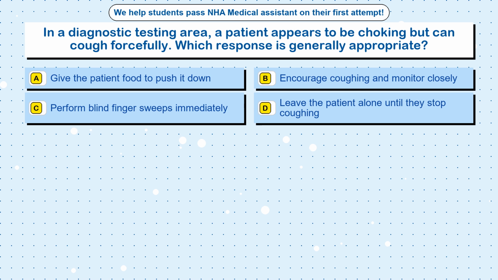Question 58. In a diagnostic testing area, a patient appears to be choking but can cough forcefully. Which response is generally appropriate? Option A, give the patient food to push it down. Option B, encourage coughing and monitor closely. Option C, perform blind finger sweeps immediately. Option D, leave the patient alone until they stop coughing.